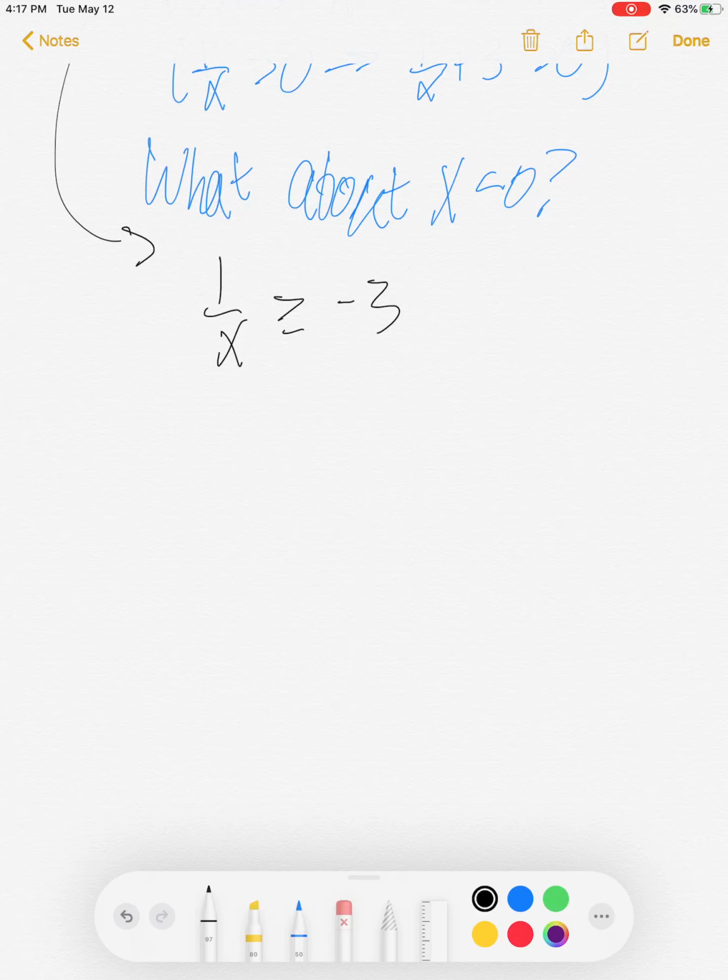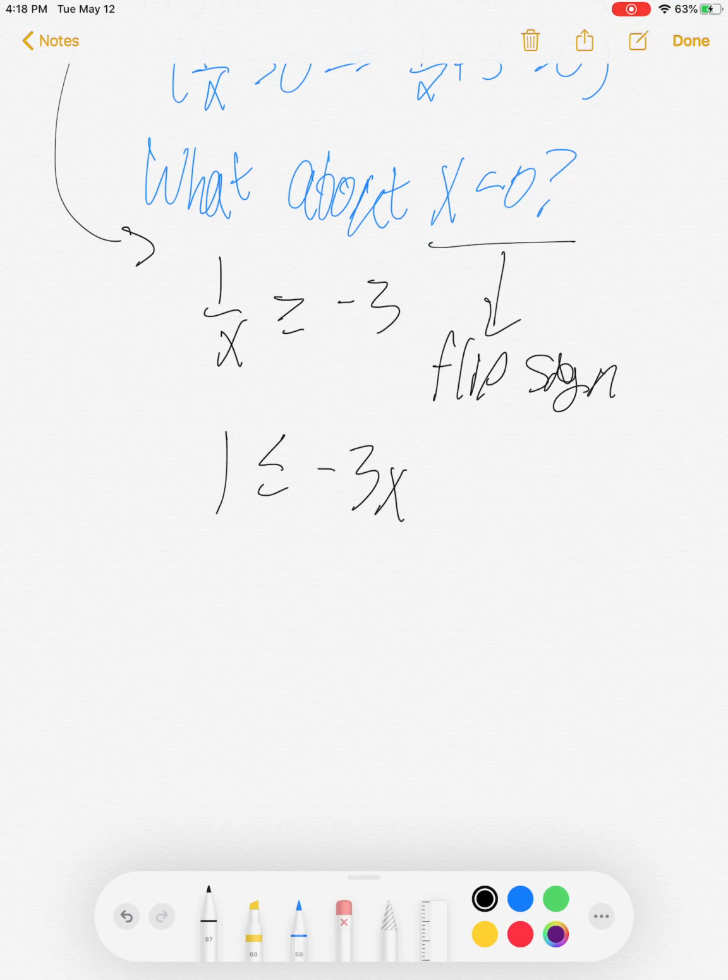Now, we have to be careful here. So I'm going to multiply both sides of this by x. On the left-hand side, I'll get 1. On the right-hand side, I'll get minus 3x. But I need to flip the sign, because now we are assuming that x is less than 0. We are now investigating the cases when x is less than 0, and whenever we multiply both sides of an inequality by a negative, we need to flip the inequality. That would be a good algebra fact to review if that doesn't ring a bell.